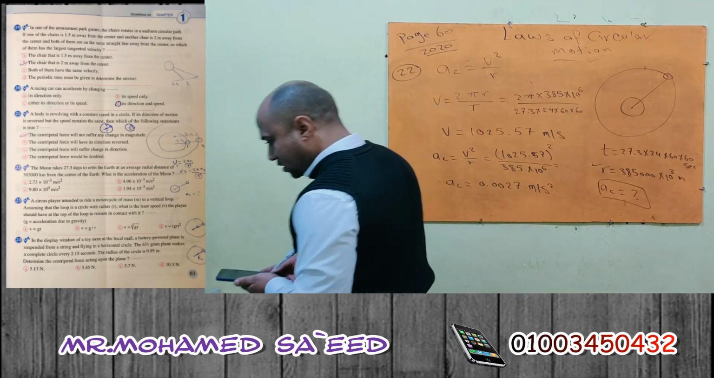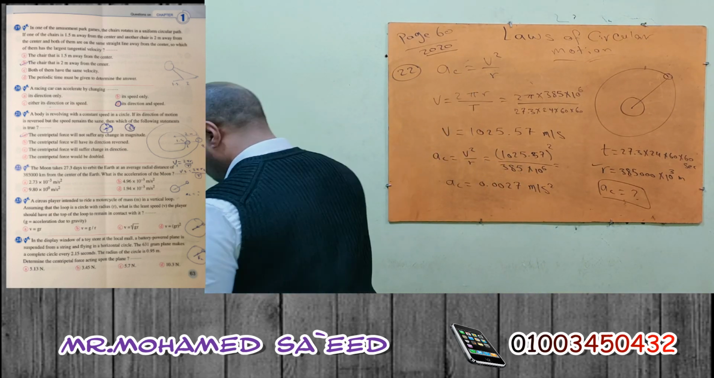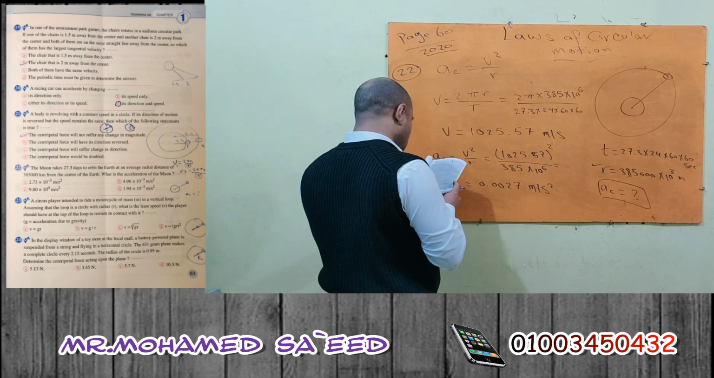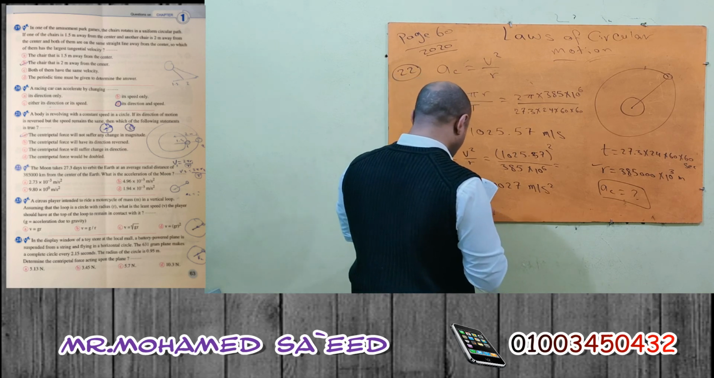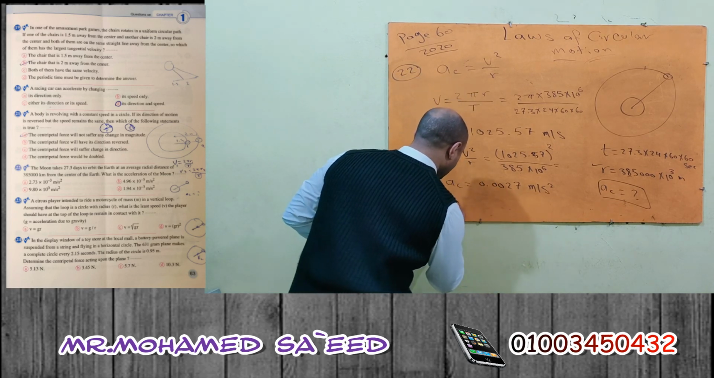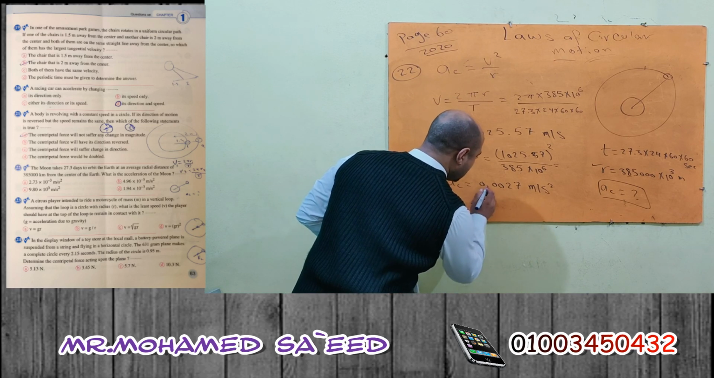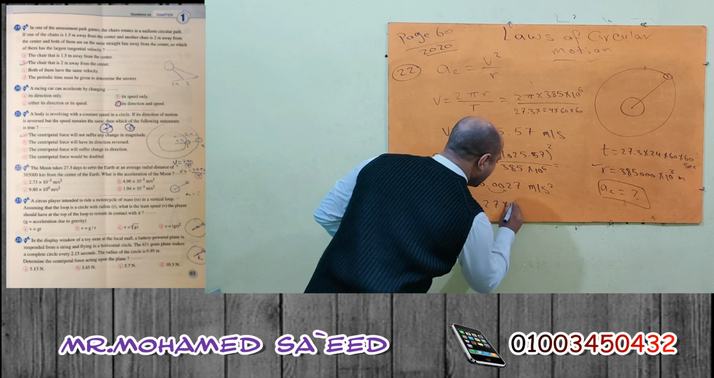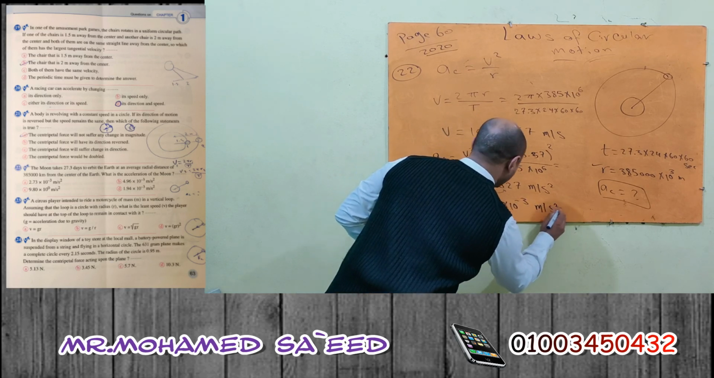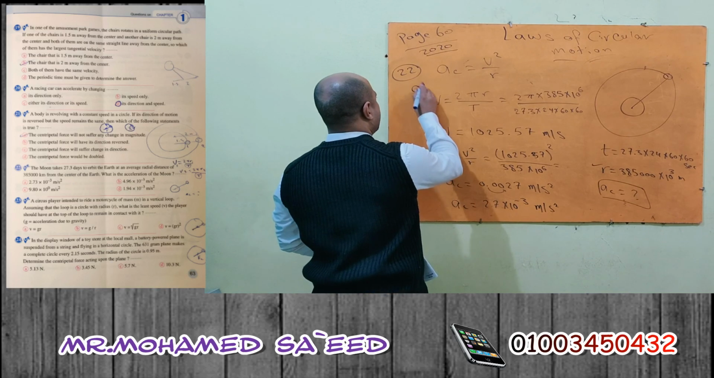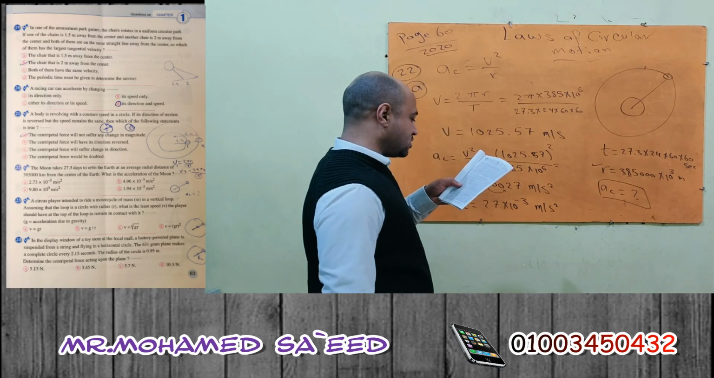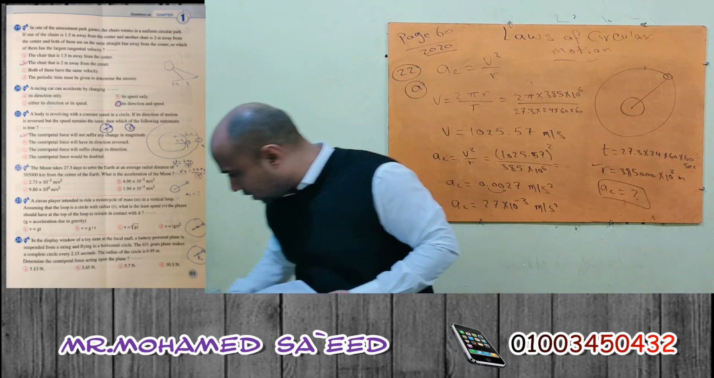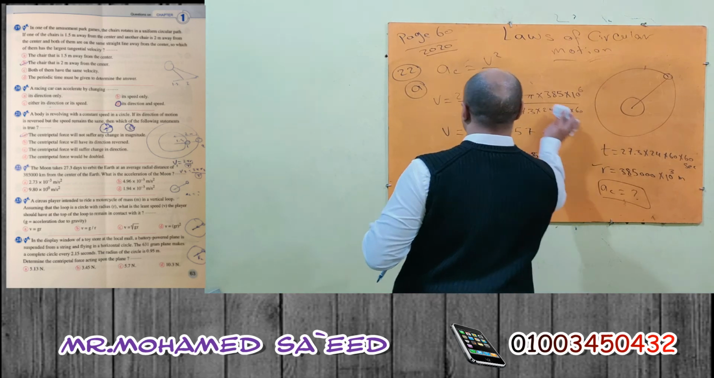So AC equals 2.7 times 10 to the power -3 meters per second squared. The true answer is A. We can write it by moving the decimal point 1, 2, 3 places: 2.7 times 10 to the power -3 meters per second squared. So the true answer is A, 2.73 times 10 to the power -3 meters per second squared. Okay, the next question, 23.